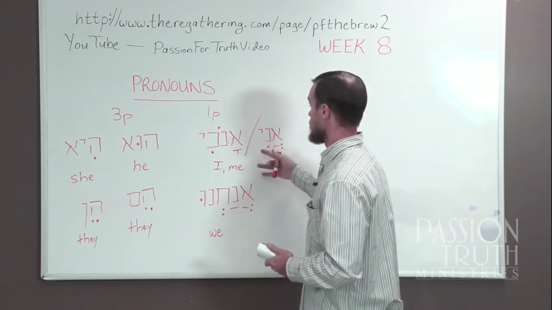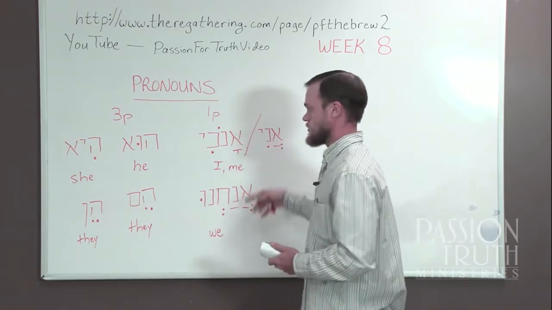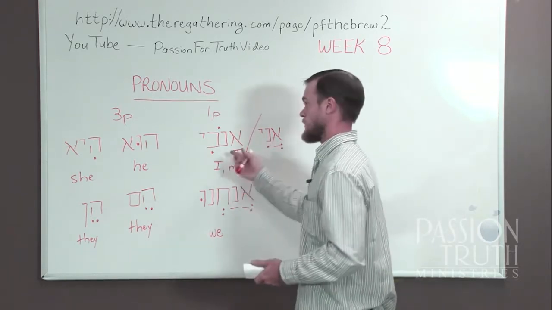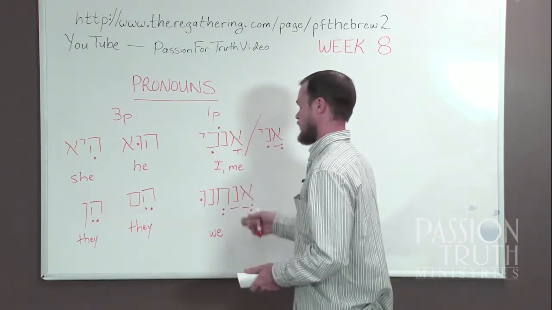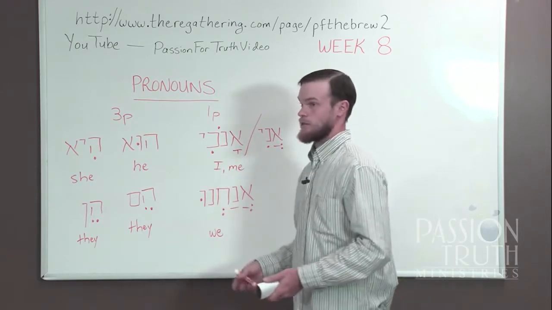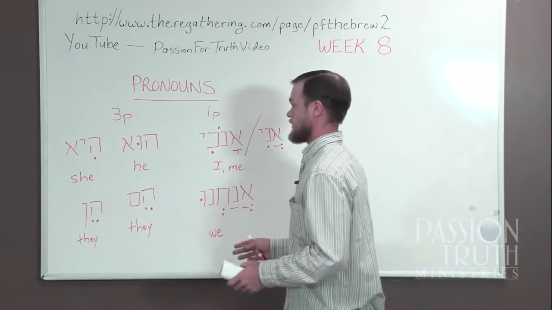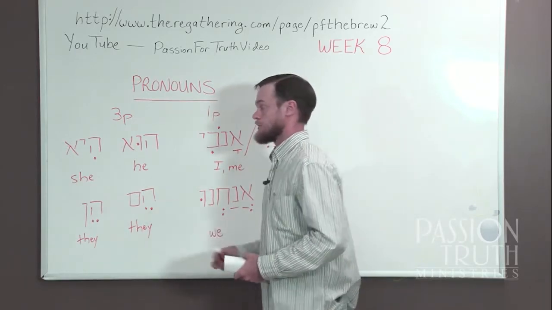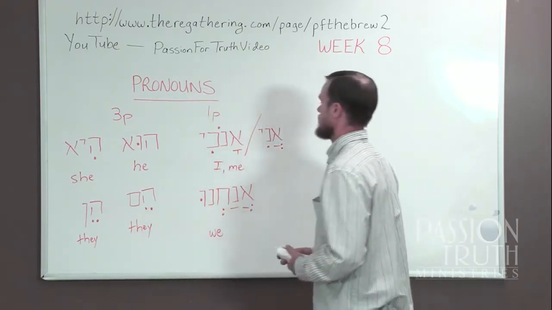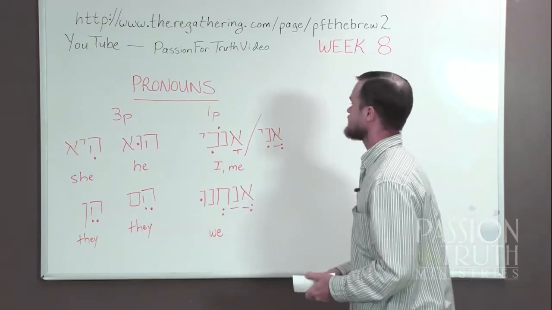But anyway, in the first person there's no distinction in gender. A man or woman can say anochi or ani. A group, whether it's men, women, or mixed, says anachnu. So in the first person there's no gender distinction. In the third person, there is.